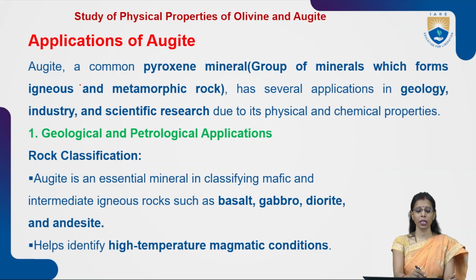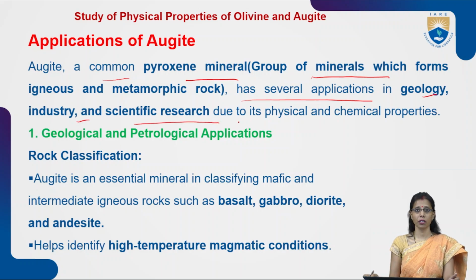So if you talk about the application, augite is a common pyroxene mineral. Pyroxene is a group of minerals which forms in igneous and metamorphic rocks, and it has several applications in geology, industry, and scientific research due to its physical and chemical properties.